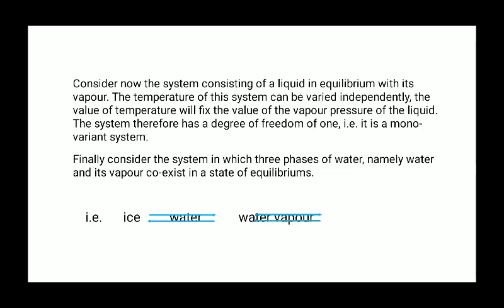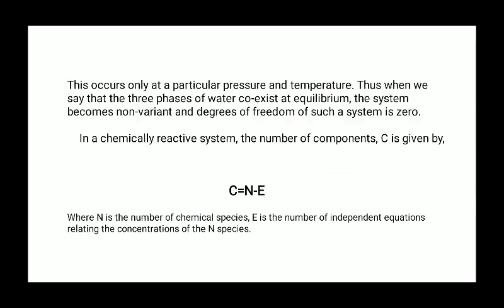Finally, consider the system in which three phases of water, namely water, ice, and water vapor, coexist in a state of equilibrium. This occurs only at a particular pressure and temperature. Thus, when the three phases of water coexist at equilibrium, the system becomes non-variant and the degree of freedom of such a system is 0.